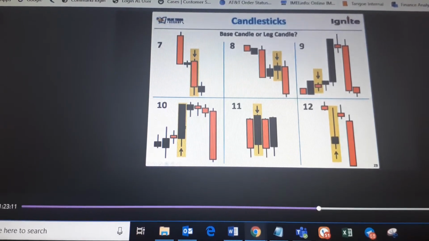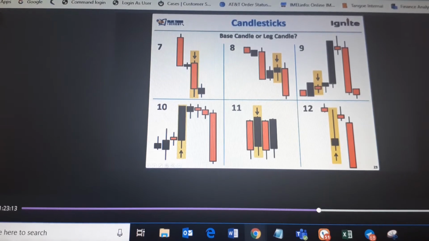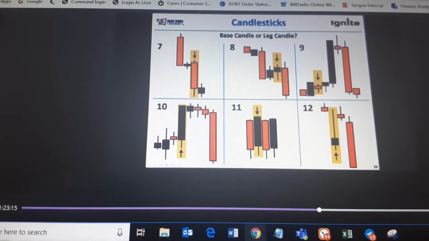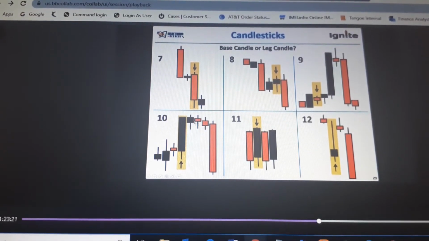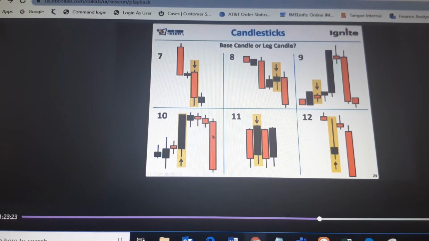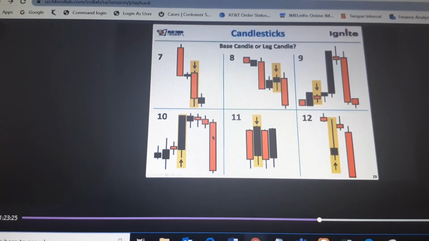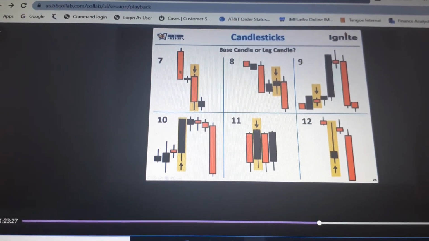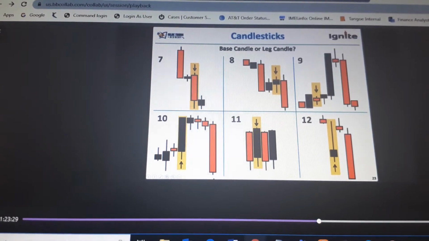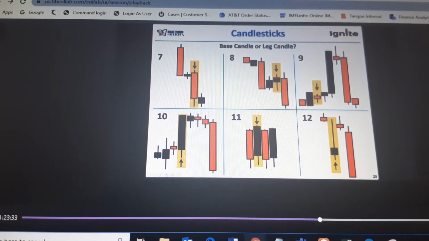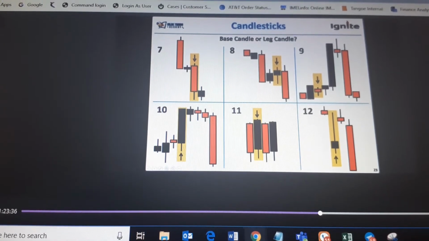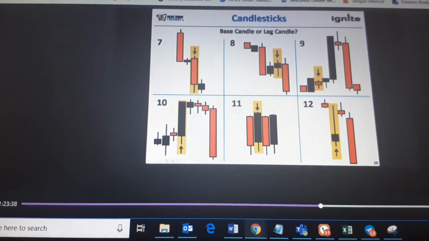Now the 10th one, the highlighted one. It's a leg candle. How can this be a base? This is a leg candle because body is greater than 50% of the range. So this is your rally, base, and a drop. Rally base drop is a picture of supply, and drop base drop too. When you see the price coming down, this is a picture of supply.